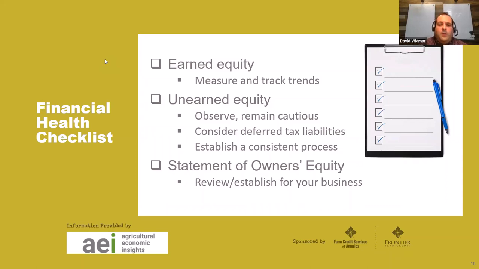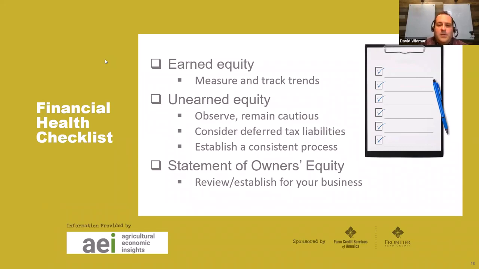On the unearned equity, it's important to observe it and remain cautious, maybe even dubious of it. We want to make sure that we observe it, and it's, again, a good thing. We want to see unearned equity changes, but we just don't want to necessarily build a business model around counting on those or anticipating those, especially for several years in a row.